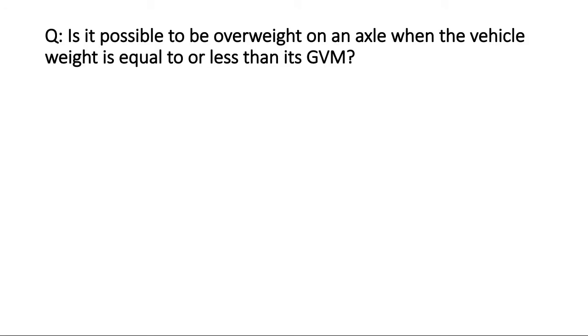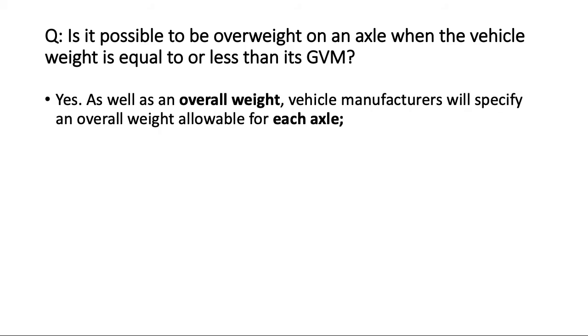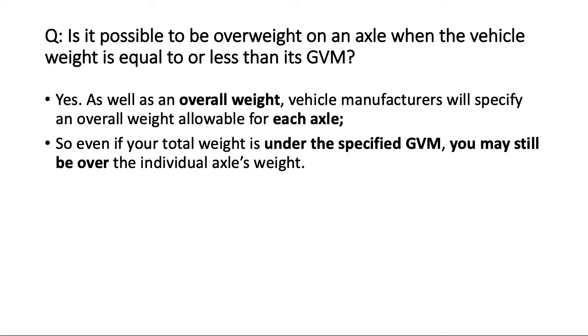Question: is it possible to be overweight on an axle when the vehicle weight is equal to or less than its GVM? Yes. As well as an overall weight, vehicle manufacturers will specify an overall weight allowable for each axle. So even if your total weight is under the specified GVM, you may still be over the individual axle's weight.